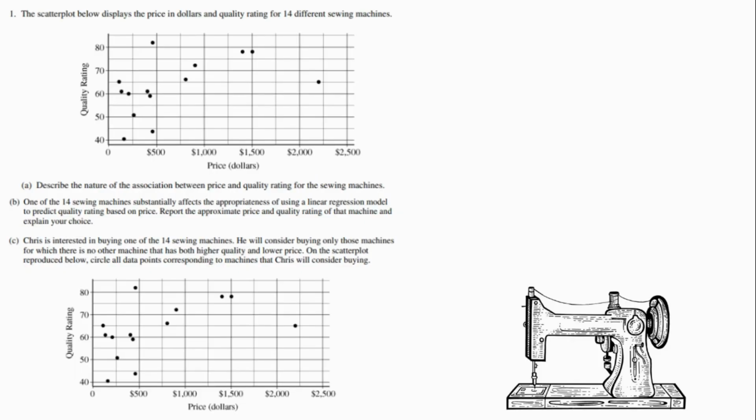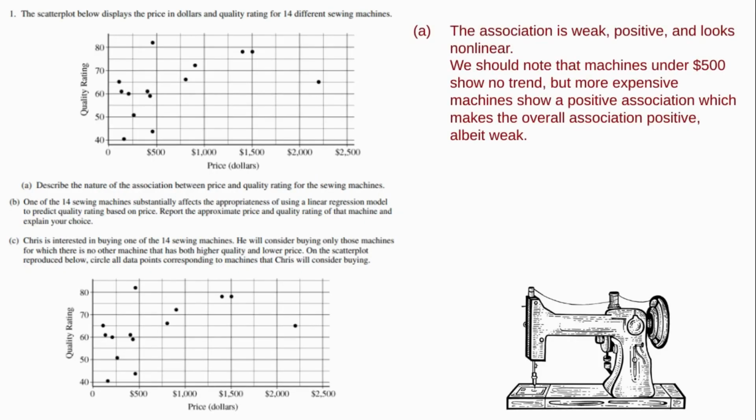All right, let's see the answer. The association, we would say, is weak, positive, and looks nonlinear. In general, you want to say whether the association is strong or weak, whether it's positive or negative, and whether it's linear or nonlinear. Additionally, we should note that machines under $500 show no trend. It's a bit chaotic. But more expensive machines show a positive association, which makes the overall association positive, albeit weak.